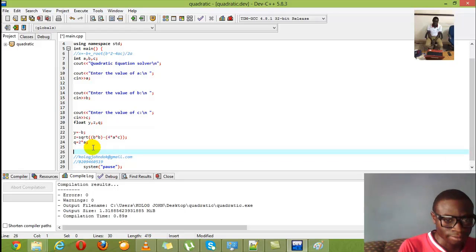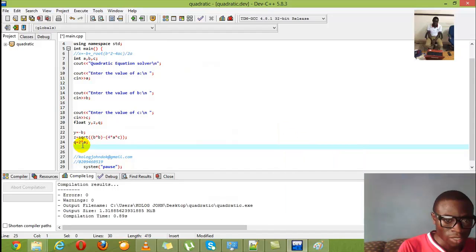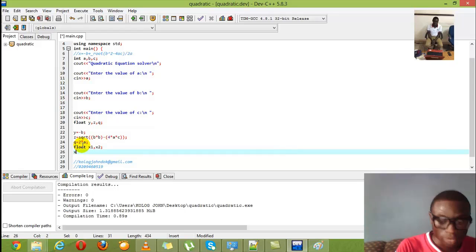So now, based on the illustration I've made here, you would have realized that we need to declare another set of variables, which are also going to be float, because the answer could be decimals, called x1 and x2. These two variables are going to hold our answers.